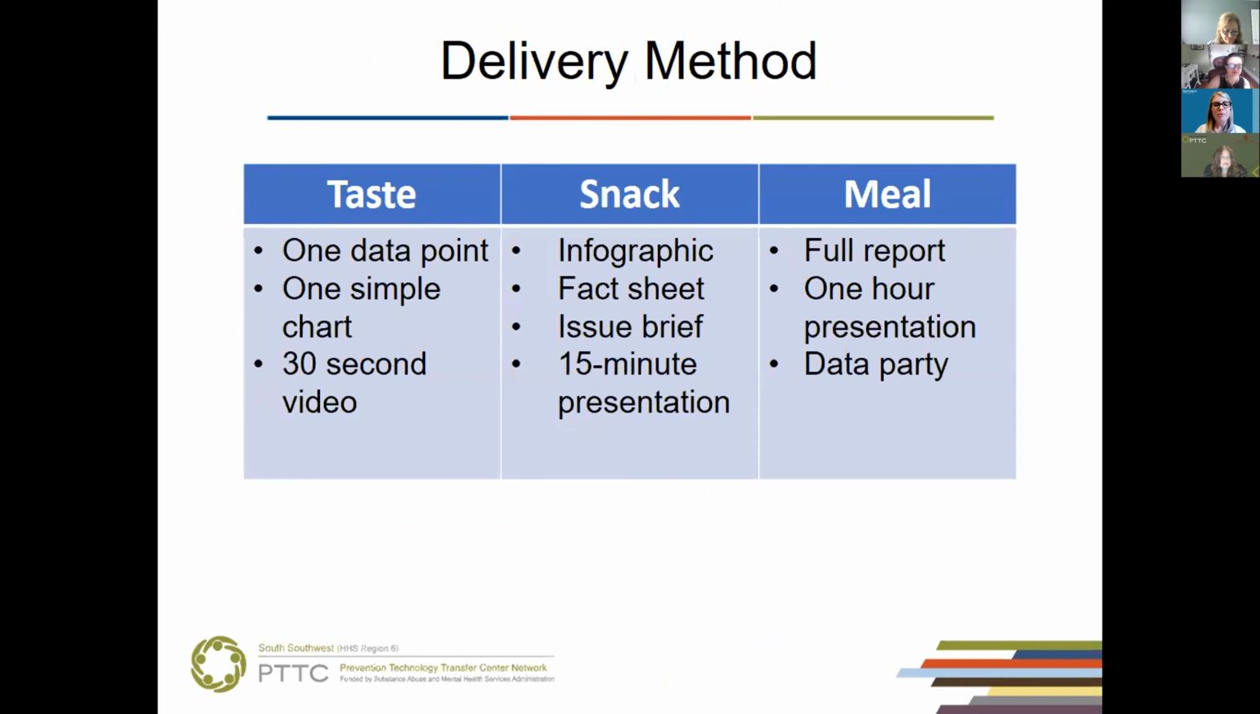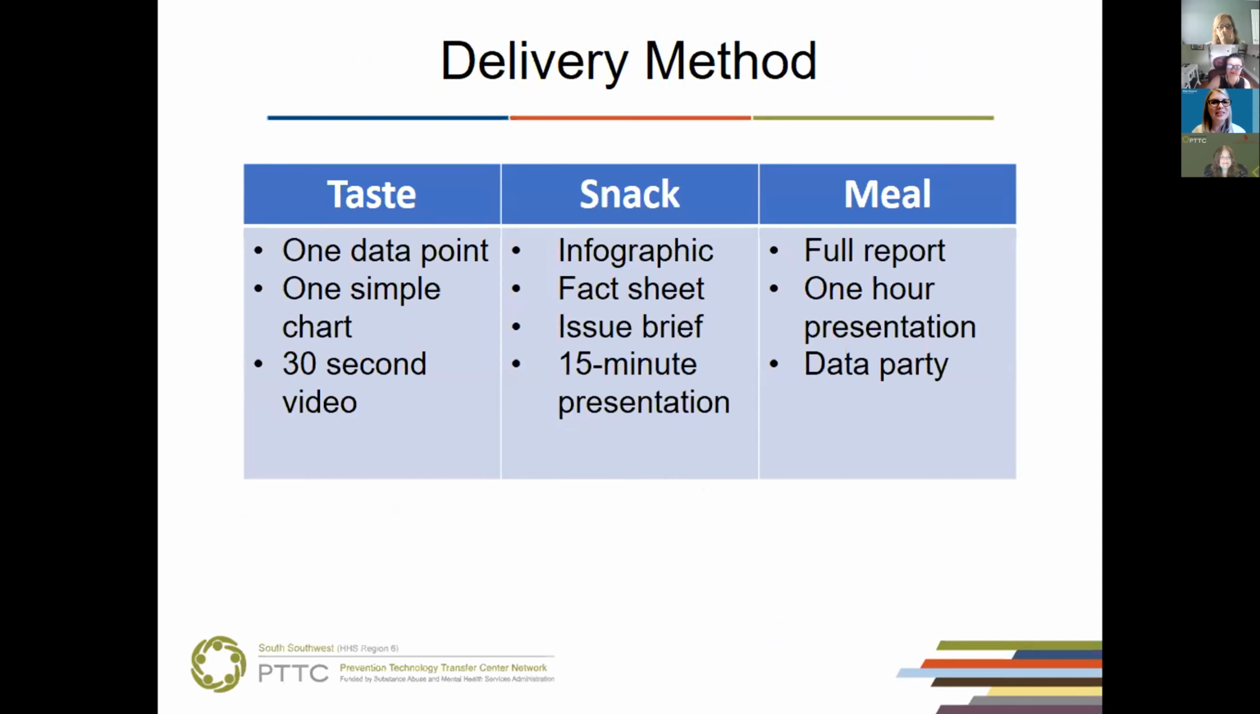So when we're thinking about specific delivery methods, I know that you guys talked about some in our last webinar, such as a 30-second video. I thought that was really helpful. You talked, I think, specifically about youth being involved in that, which is wonderful. That's the ideal.